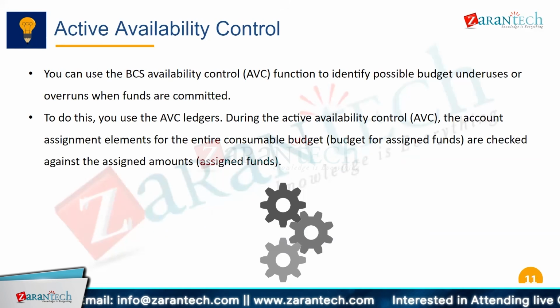Through reports of availability control, you can identify possible budget underuses or overruns when funds are committed. To do this, you have the AVC ledgers. During the active availability control, the account assignment elements for the entire consumable budget are checked against the assigned amounts.